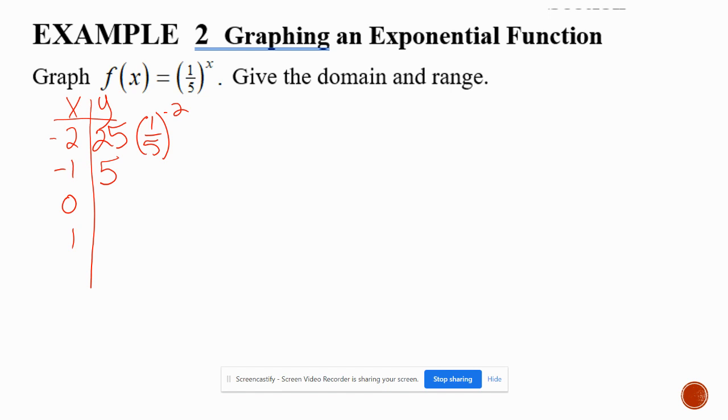1/5 to the negative first is 5. Anything to the 0 power is 1. And anything to the first power is itself. Now, again, you are more than welcome to use your graphing calculators to be able to do this.